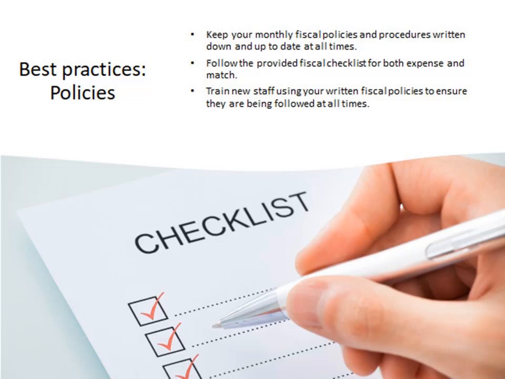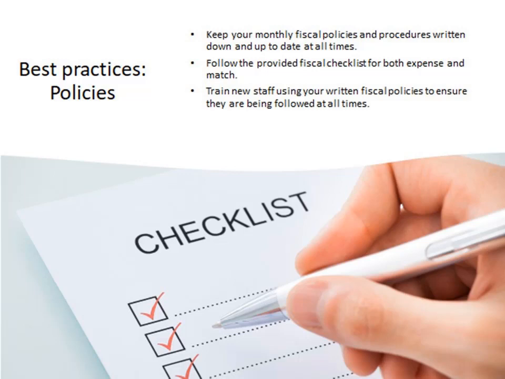We provide you a fiscal checklist in your expense and match workbook, and I think it's important to follow that fiscal checklist for both expense and match every month. The checklist is designed so that if you prepare your monthly reimbursements to us using it, you will not have any issues. All portions of your ARR, expense and match, will be met, and there won't be any issues going forward.